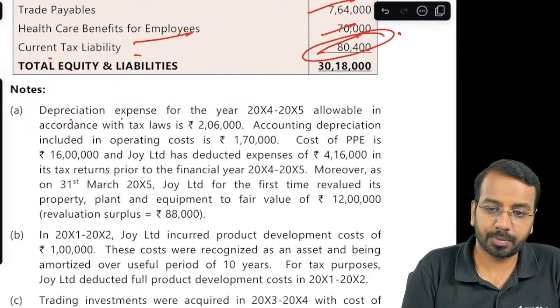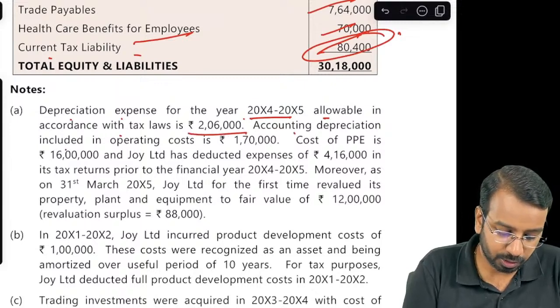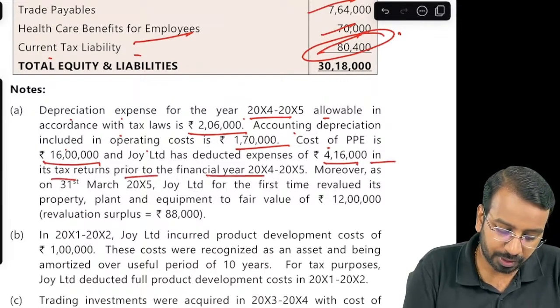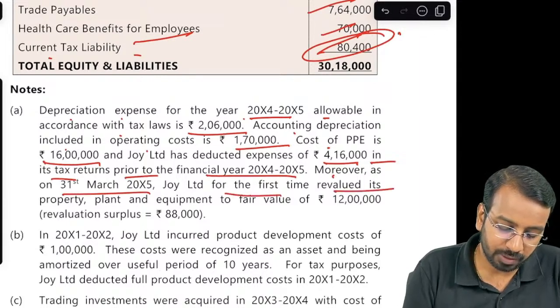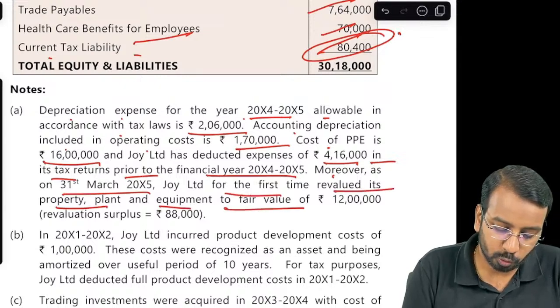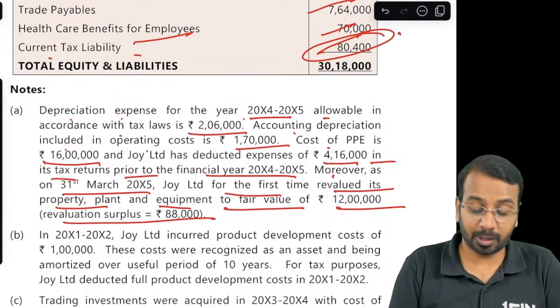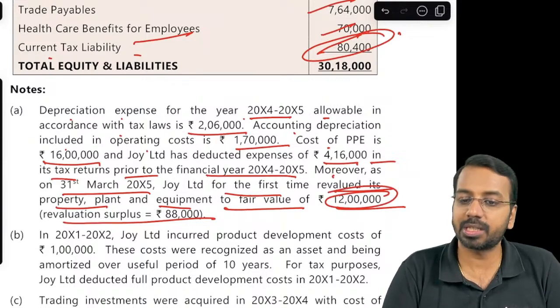Depreciation expense for the year 4-5 allowable in accordance with tax laws is 2,06,000. Accounting depreciation included in operating cost is 1,70,000. Cost of PPE is 16 lakhs, and they have deducted an expense of 4,16,000 in its tax return prior to the financial year 4-5. Moreover, as on 31st March, it revalued its property, plant and equipment for the first time to a fair value of 12 lakhs. Revaluation surplus is 88 lakhs. Now here what has happened? Currently the carrying amount is 12 lakhs.